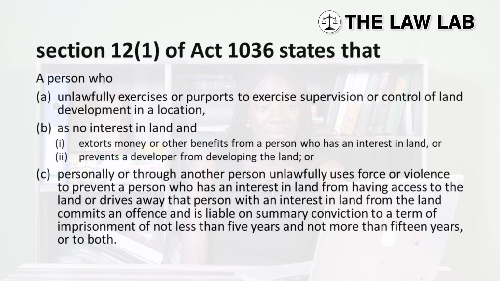Again, a person who uses, or through another person uses, force, violence, or intimidation to prevent or obstruct a lawful owner of land from developing their own land commits an offense, and that individual may suffer a term of imprisonment or a fine or both upon summary conviction. This particular provision is captured under Section 12 of Act 1036.